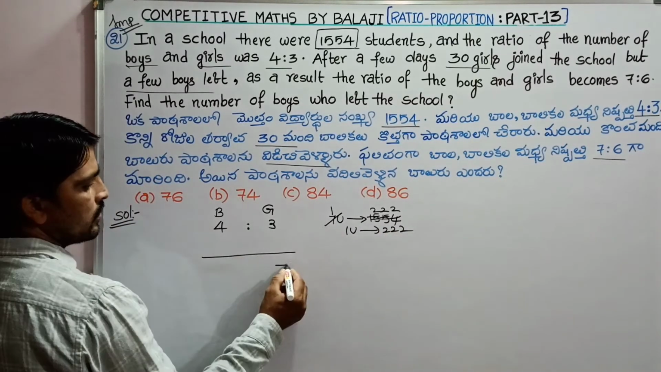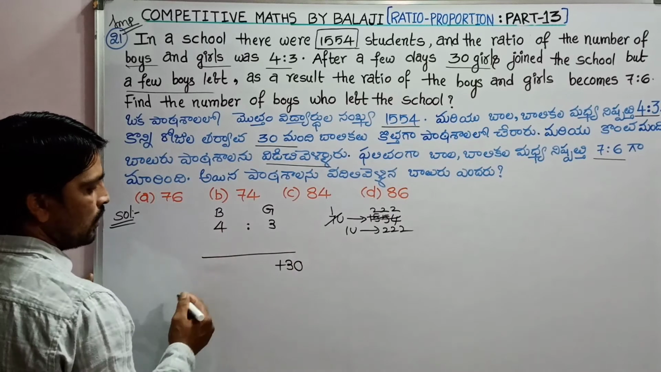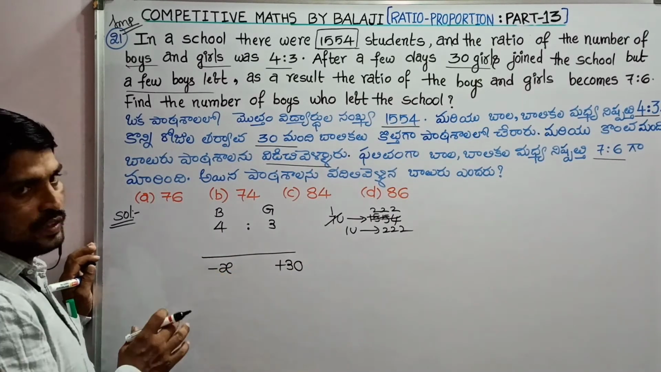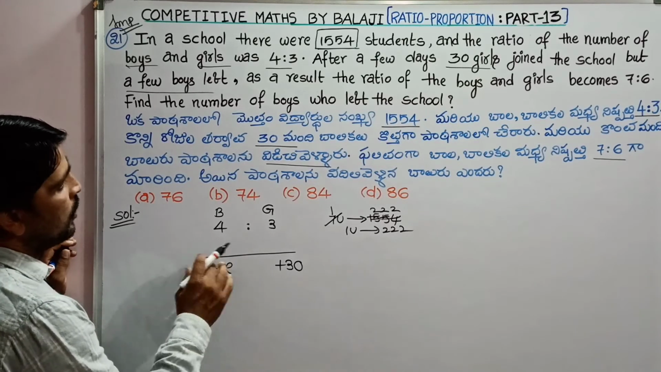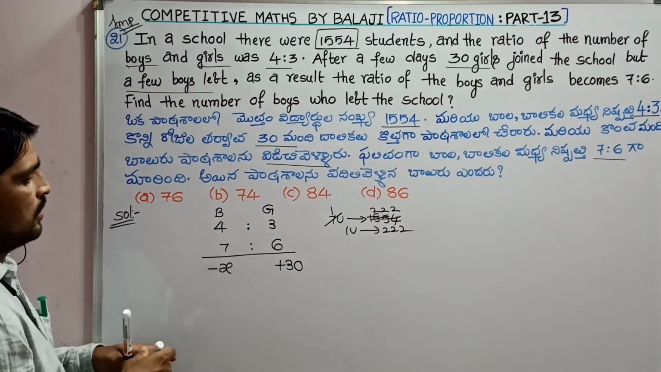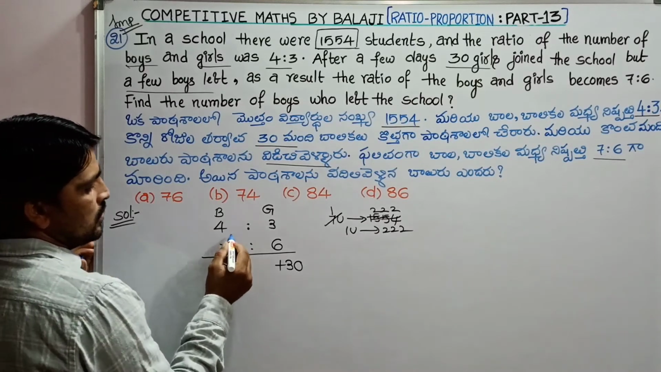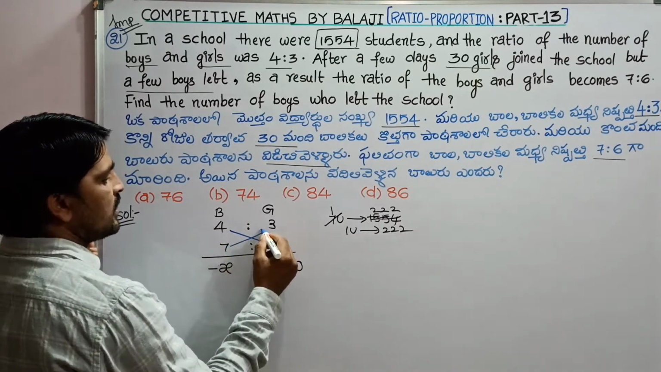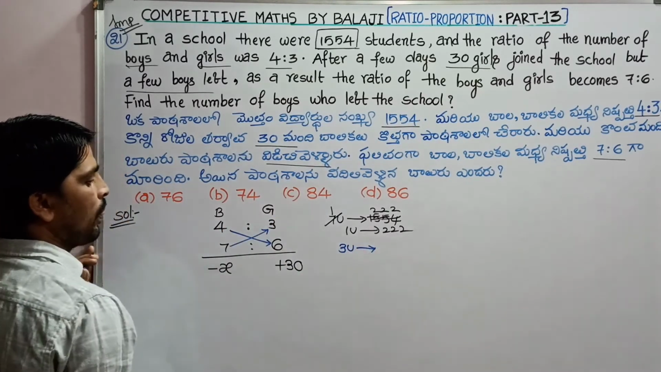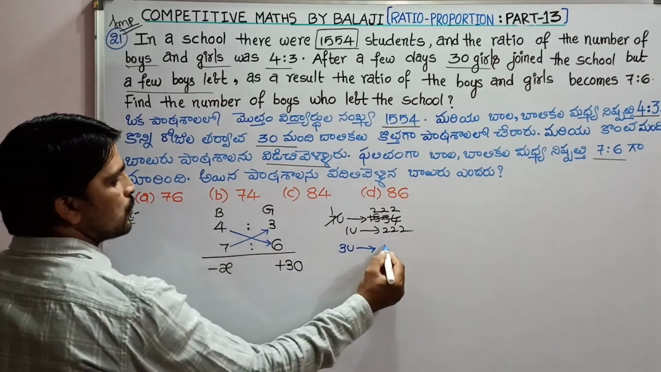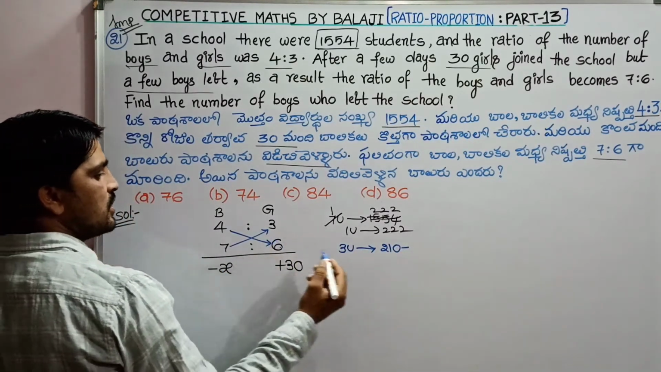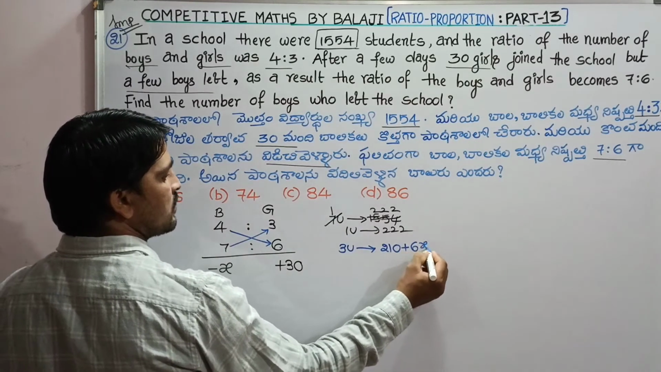Right. If 30 new girls joined the school and some boys left the school, let us say that x boys left the school, then the ratio between boys and girls becomes 7:6. Now 6 4s are 24, 7 3s are 21. 24 minus 21, that is 3 units value. 7 30s are 210 minus 6x, that is plus 6x.